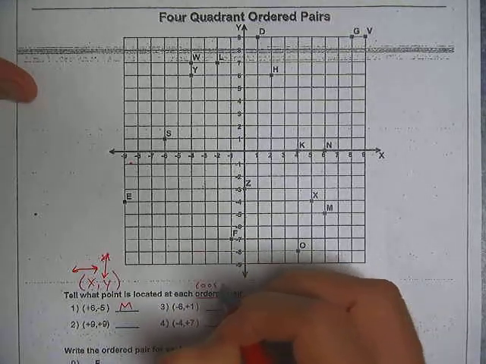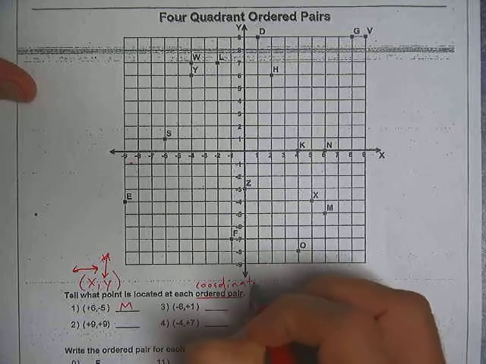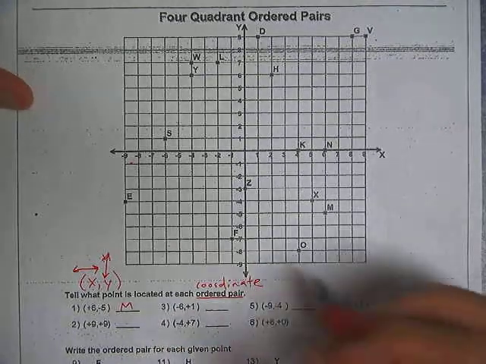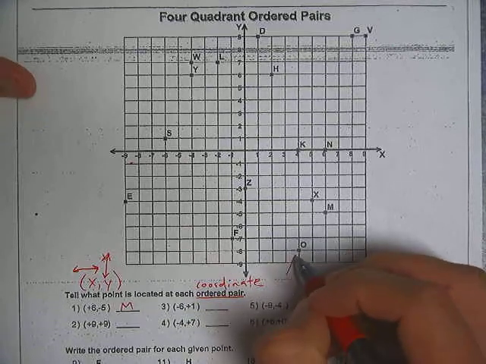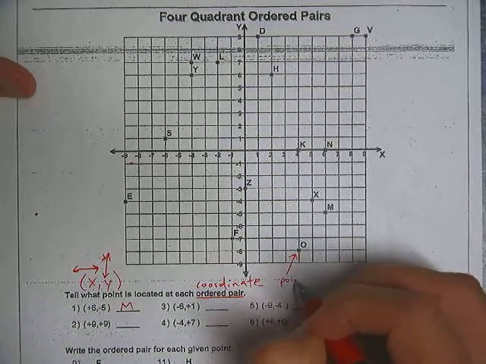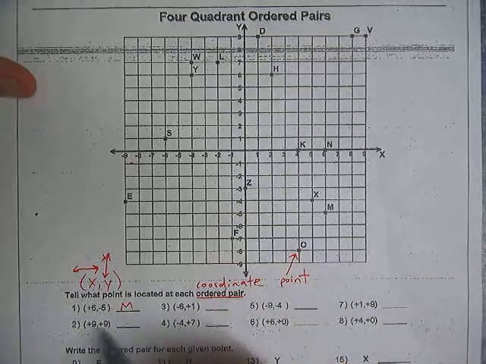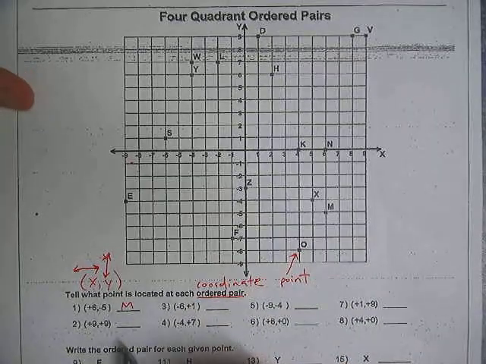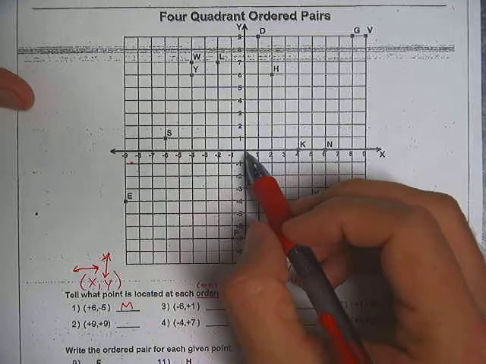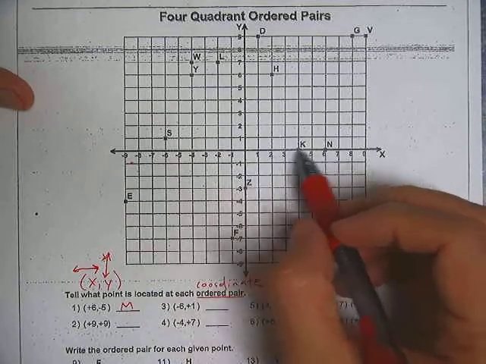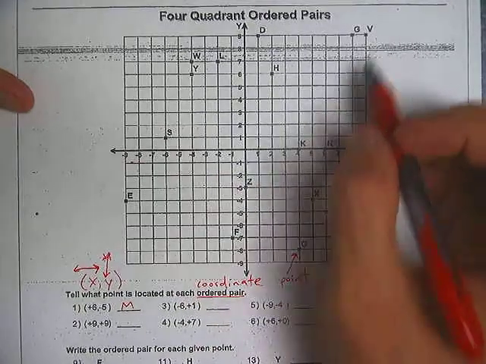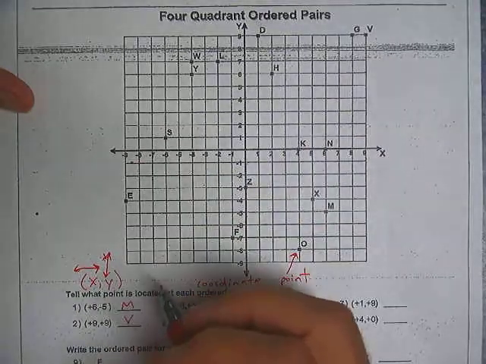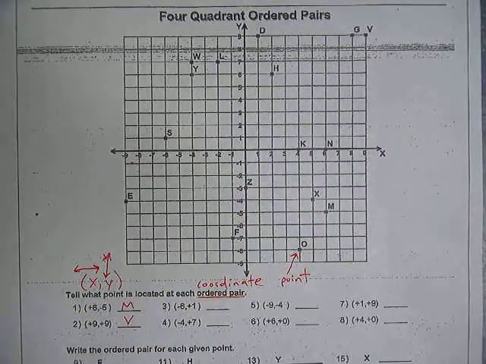Another name for ordered pair is a coordinate. And then when I actually plot that coordinate on the graph, that's called a point. Good vocabulary to have. So number 2, I've got positive 9, positive 9. So if I find that on the graph, the first is my x, 9. The next is my y, 9. So this is letter V.